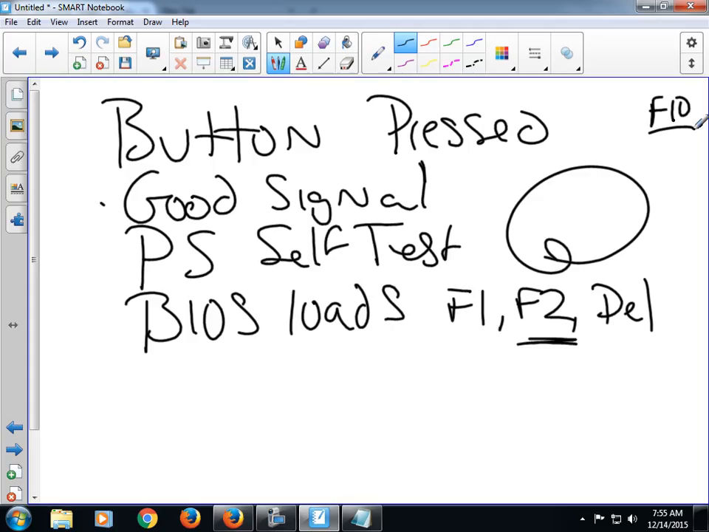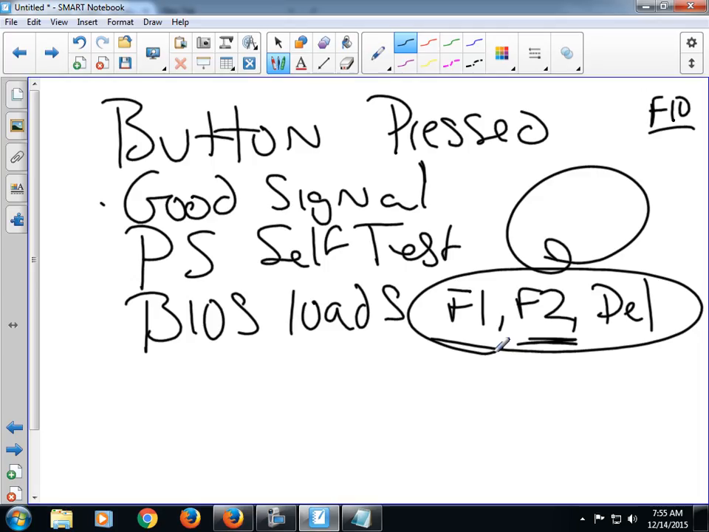And F12 is I want to boot straight to the CD-ROM. So I hit F12 and it goes, well, here's your boot things. What do you want to boot to? And I arrow down. I want to boot to the CD-ROM. But the 3 most common ones are F1, F2, and delete. Okay, I think you'll see that question.